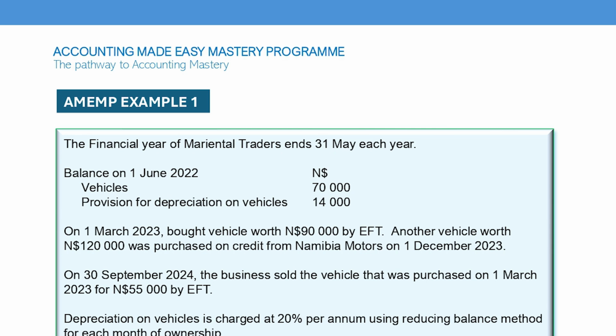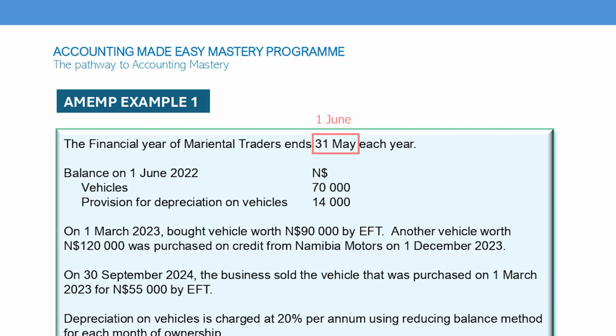First example here is the financial year of Mariental Traders ends 31st May each year. Now, when you get a question like this, the first thing that you need to do is highlight the dates, because if you know when the year ends, we are going to need it, especially when it comes to determining when the financial year begins and when the financial year ends. So here it means that the year begins, for it to end on the 31st of May, it's because it started on the 1st of June.